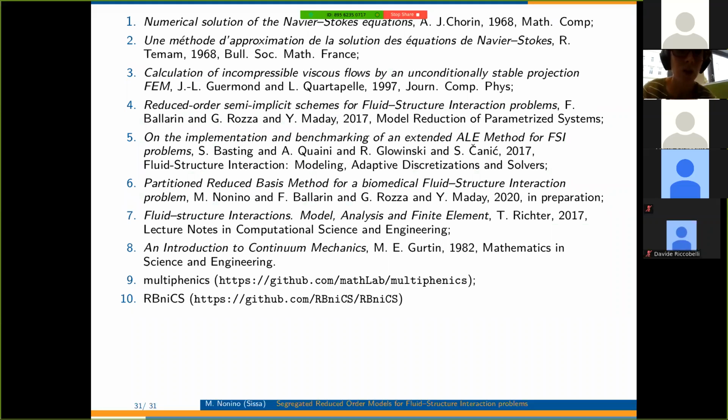This is a short bibliography which comprises both studies on the Chorin-Temam projection scheme, partitioned algorithms, arbitrary Lagrangian Eulerian formulation, fluid-structure interaction problems, and also the two softwares that I used for the numerical simulations. So I used multiphenics to obtain numerical results at the finite element level, and then I used RBniCS to obtain the results within a reduced order model framework.